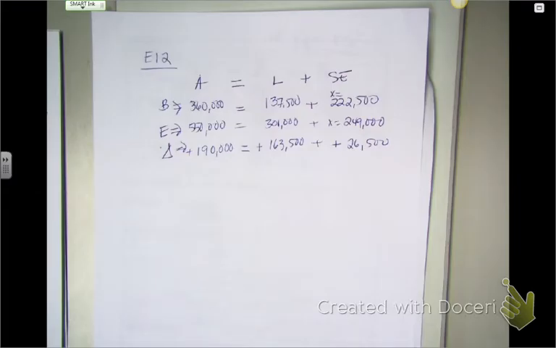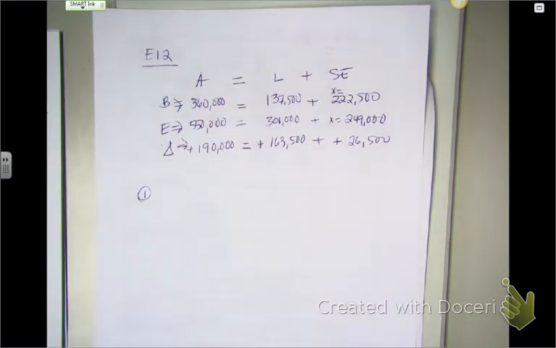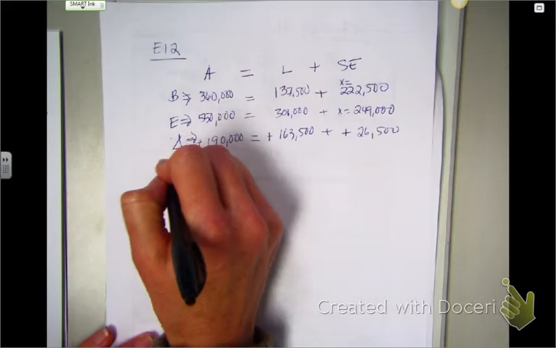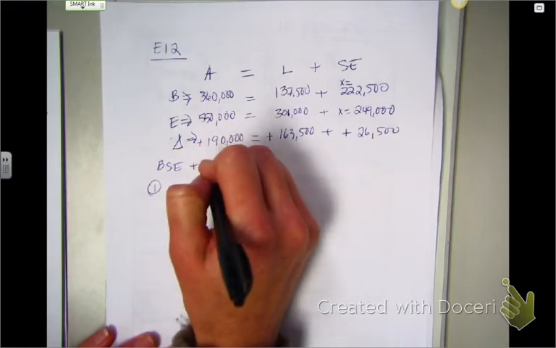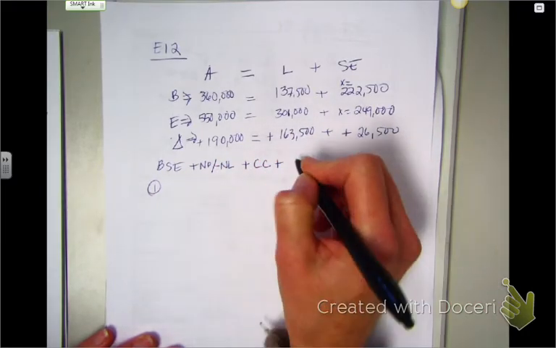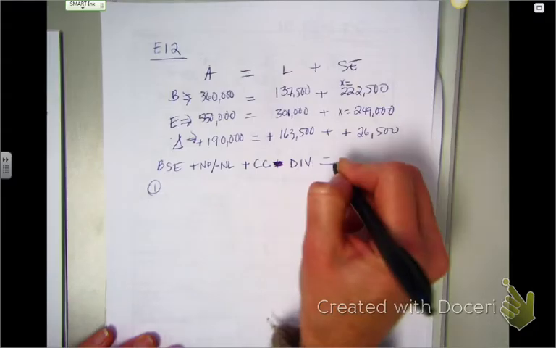Okay, so let's look at the first one. The stockholders made no investments in the business and no dividends were paid during the year. For scenario 1, what formula are we looking to use here in all of these? Beginning stockholders' equity plus net profit or minus net loss, plus contributed capital, and then minus dividends equals the ending stockholders' equity.